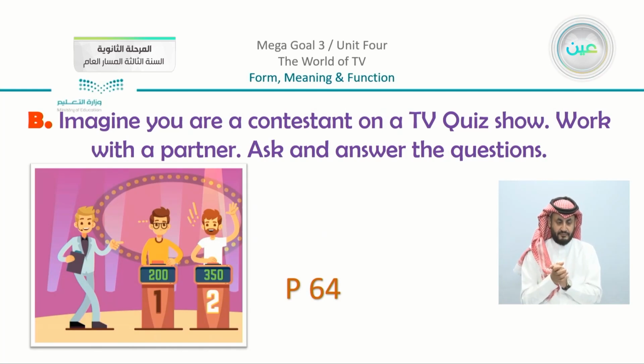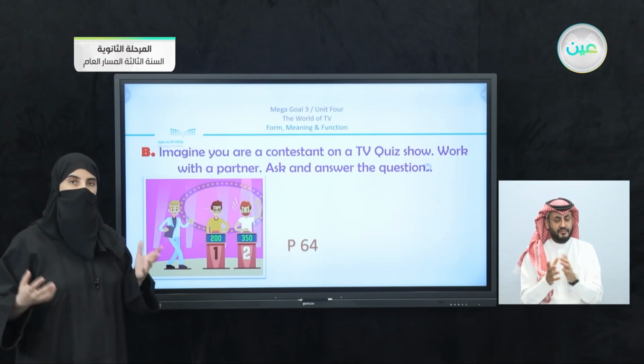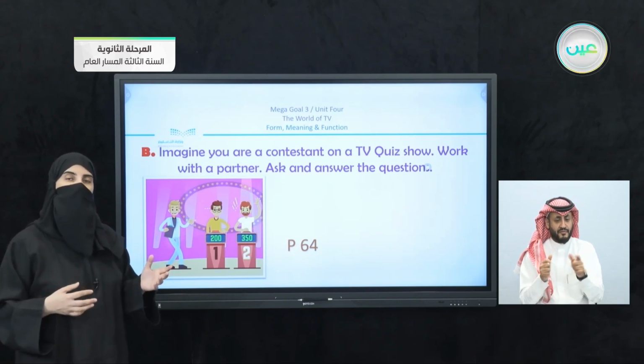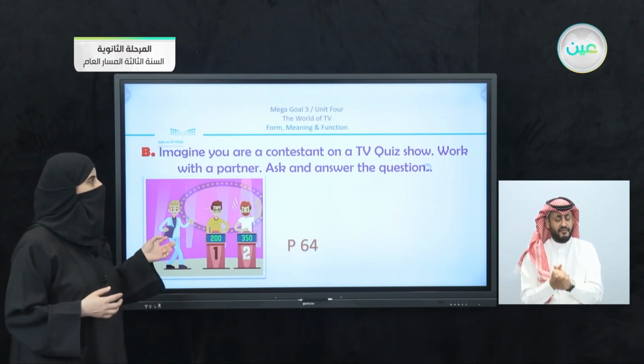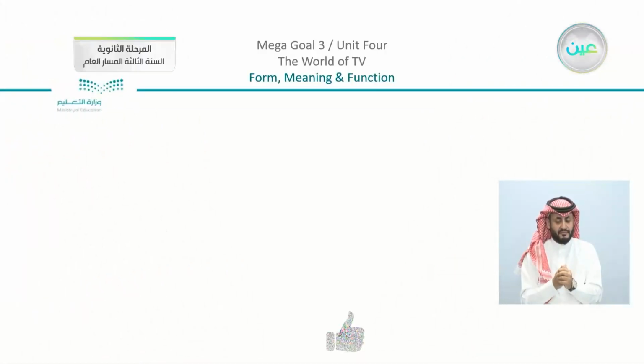Now in B, imagine you are a contestant on a TV quiz show. Work with a partner, ask and answer the questions. So the book asks you to just imagine that you are in this kind of contest or a game, you are a contestant, and you are going to answer and actually ask also. So we have here on page number 64, we are going to play like a game.